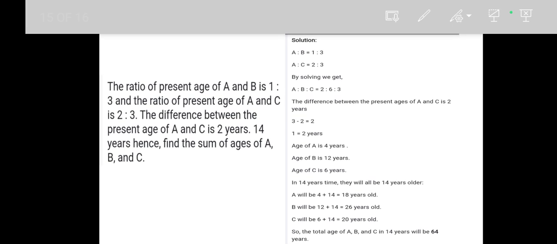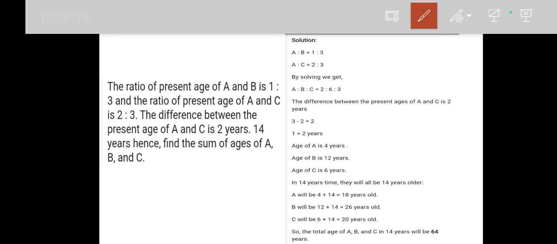Next question. The ratio of present ages of A and B is 1:3, and the ratio of present ages of A and C is 2:3. The difference between the present ages of A and C is 2 years. 14 years hence, find the sum of ages of A, B and C. This is also a story type of question.